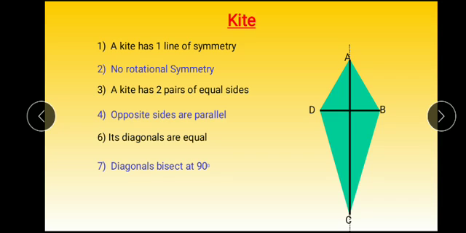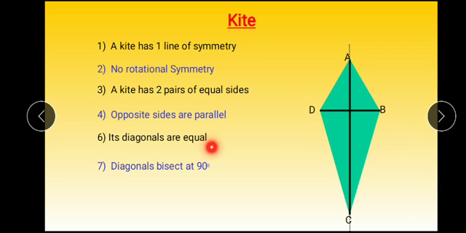No rotational symmetry. So no matter how much we rotate a kite, it will never resemble the original shape. So we can say a kite has no rotational symmetry. A kite has two pairs of equal sides. So you can see in a kite, these two pairs have the equal side. That means AD is equal to AB and CD is equal to BC.